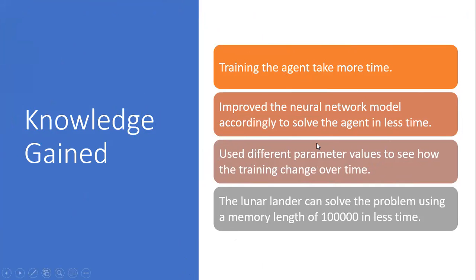Here, while training this model, the agent takes more time to train, and then we can improve the neural network model accordingly to solve the agent in less time by tuning the parameters in it. I have used different parameter values to see how the training changes over time.